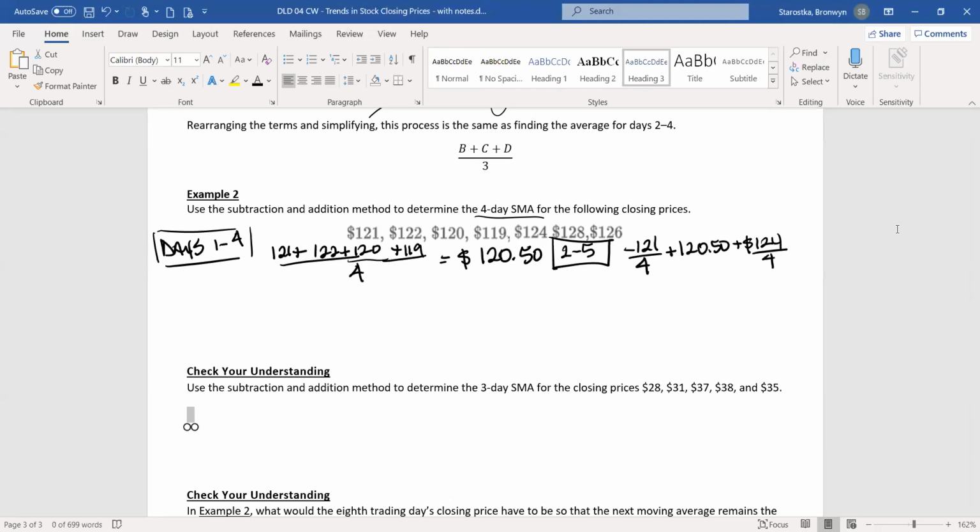So it's kind of not good to start your sentence with a negative, so I'll show you what we'll do for the next round. So days 2 through 5 have an average of 121.25.